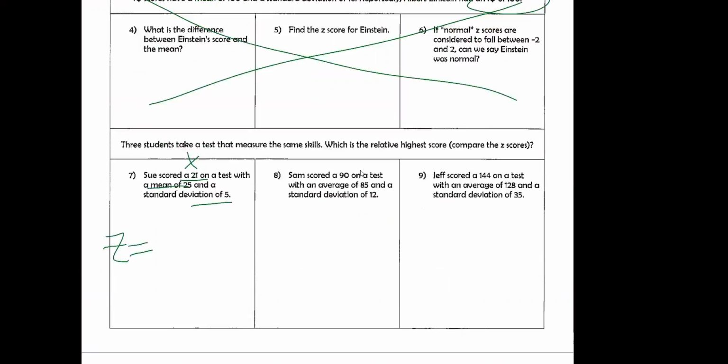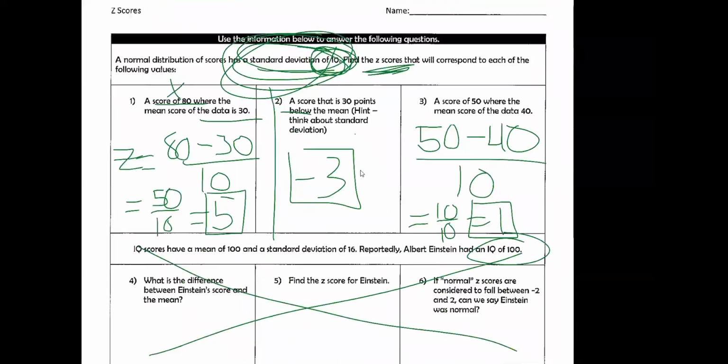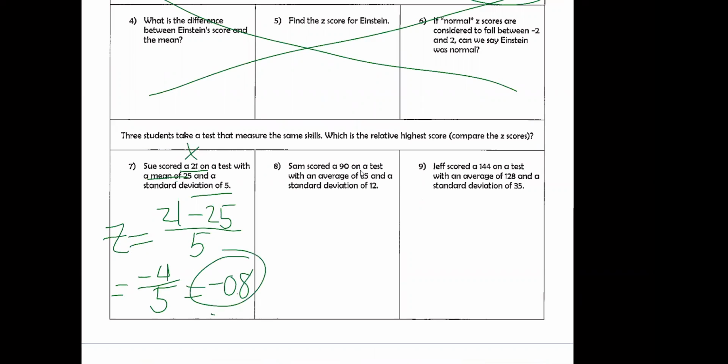And like I said, I know it might be kind of annoying, but we're using this pink box formula. So X minus mean over standard deviation. So 21 minus your mean of 25 over 5. If you work that out, that would be -4 on top, divided by 5 would be -0.8. And like I said, a lot of times when you're doing these z-scores, you're going to get decimals.